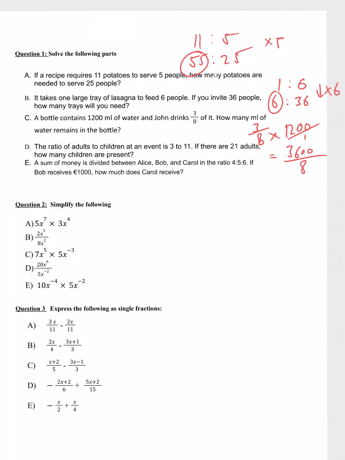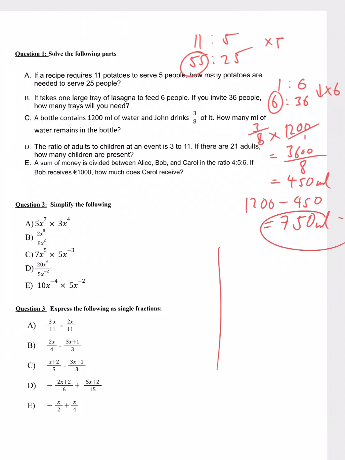8 times 1 is 8. Then divide. 3600 divided by 8 is equal to 450 mils. That is how much John drinks. So how much is left is the initial amount we had minus the amount that he drank, which is 750 mils left in the bottle. So that's your answer. Part D, ratio of adults to children is 3 to 11.